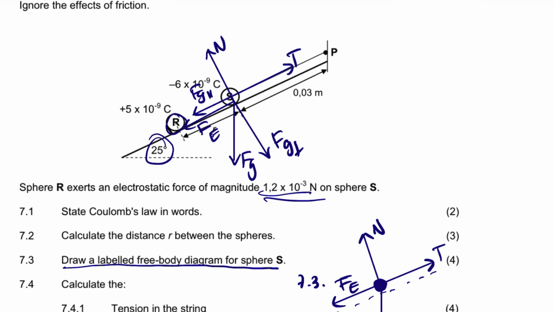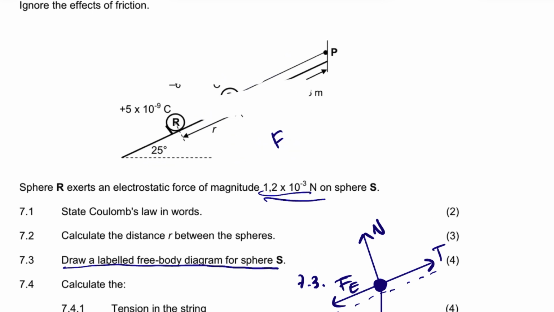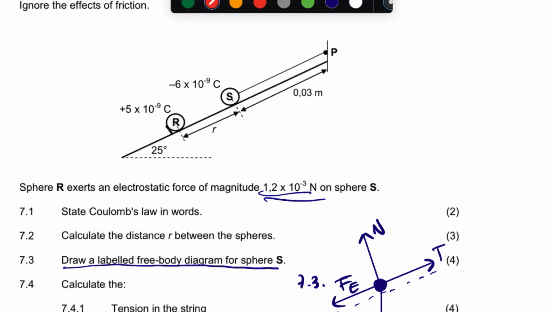Now let me erase this. The net electric field at P is due to this one and this one. We wanted the net electric field at this point, right? So what do we need to look at carefully? The electric field that is exerted by R on P: the field lines of R are positive, they're going away, away, away. The field lines going towards P are going to push P to the right.